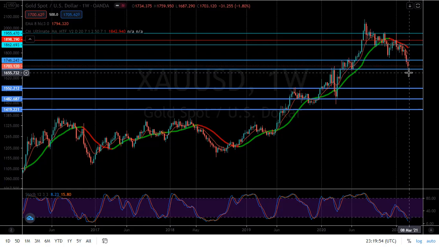If we have a break and close above the lower highs here at the 1760 area.